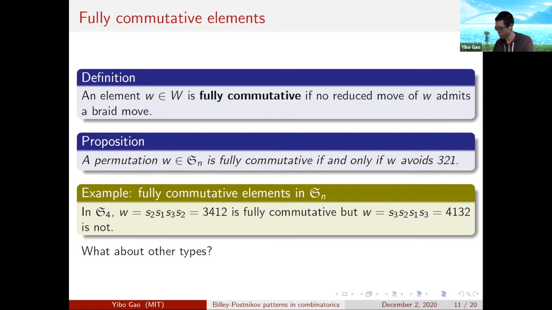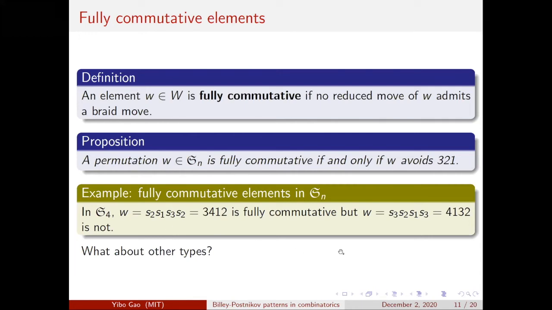I don't know if I can draw on this, but a braid move is basically, in type A, it is S2. It will look like S_i, S_{i+1}, S_i, and you can change this to S_{i+1}, S_i, S_{i+1}.